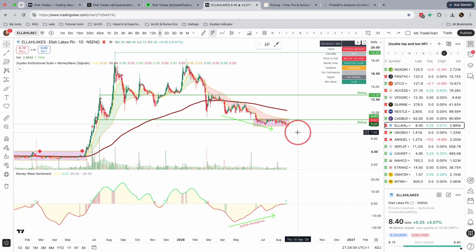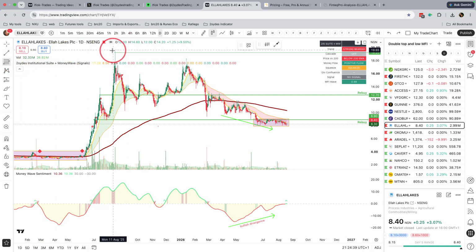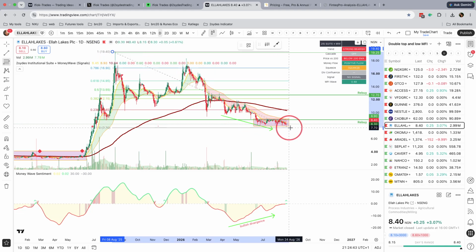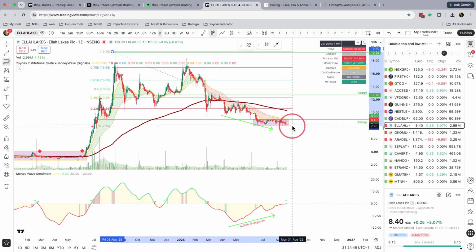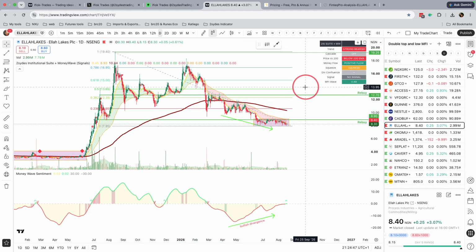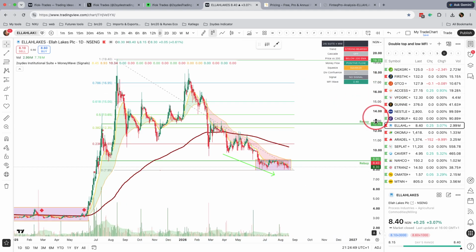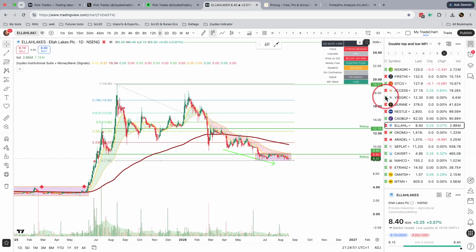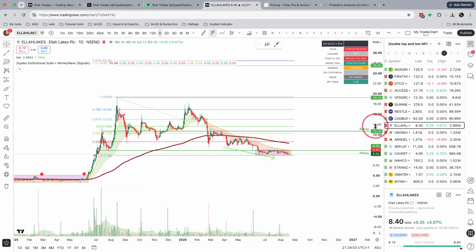All right, so those are the 3 reasons why I expect Ellah Lakes to move upwards technically, and based on that, here is how high I expect. If you go to the highest and then the lowest for Fibonacci retracements, I expect prices to go as high as here.